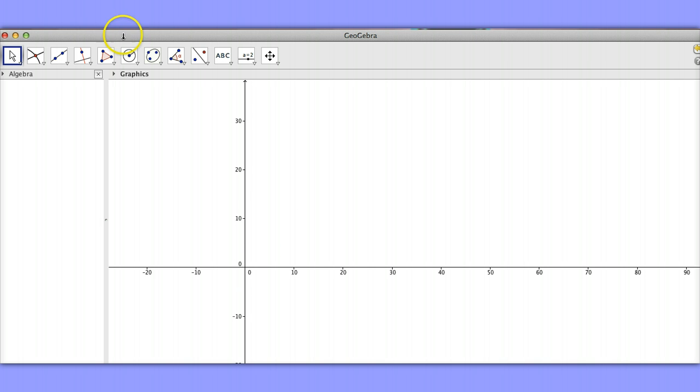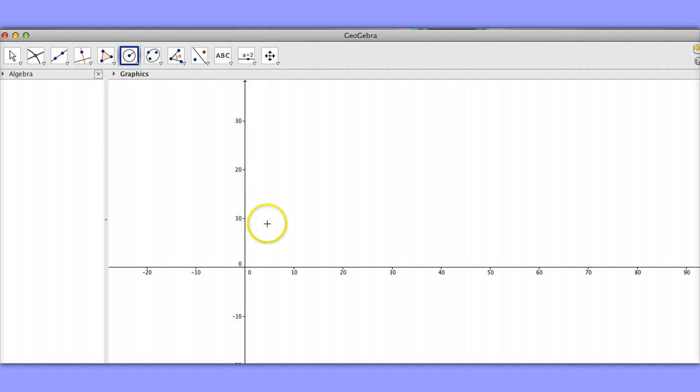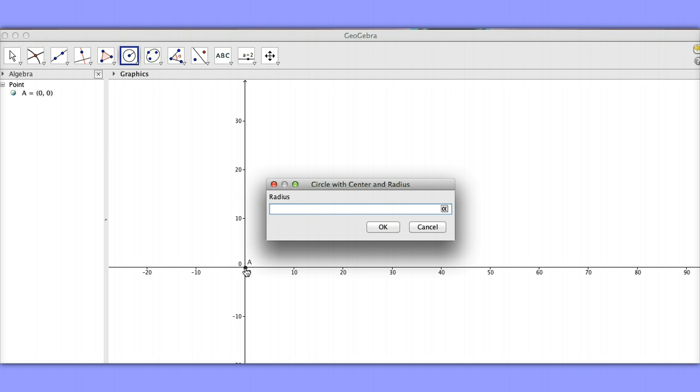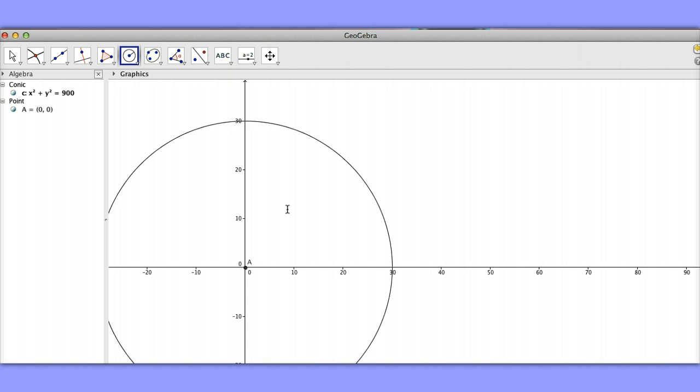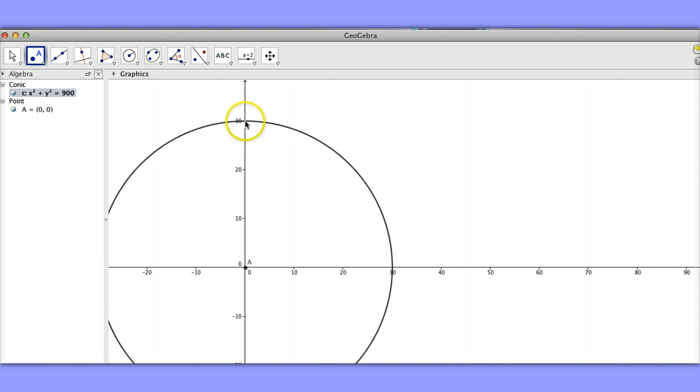I'm going to start by creating some circles. I'll go to here and choose circle with center and radius. So I'm going to have my center be the origin, and notice it gave me the point 0, 0 up there in the upper left corner. My radius is going to be 30, and so I'm going to construct a point here. Let me get the point. I'm going to get the point 0, 30, and I'm going to construct the segment from 0, 30 to 0, 0. That'll be the one pole.